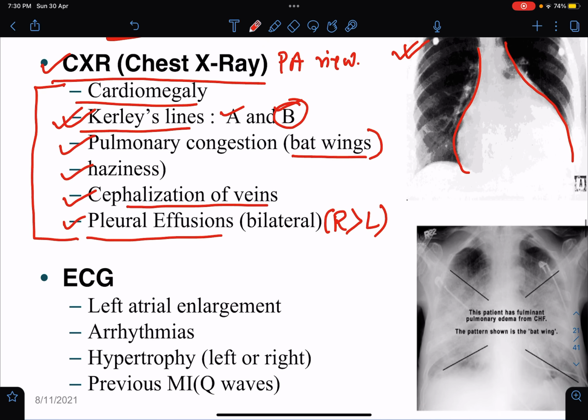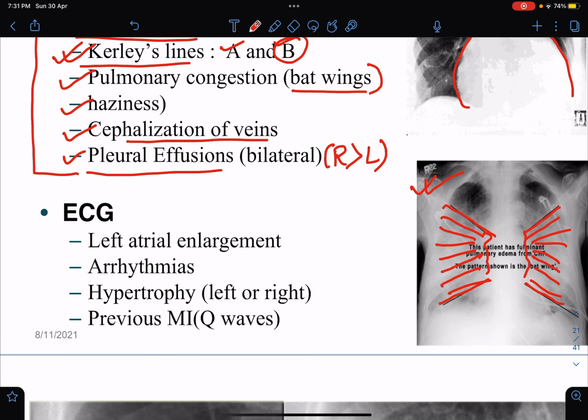And in the next image we can see that there is a bat wing appearance. This is known as the bat wing appearance, where there will be haziness in the bilateral lung fields, and the haziness will look as if it is radiating from the hilum. This is the hilar region, so there will be a radiating pattern of haziness from the hilar region. This is known as the bat wing appearance. Okay, so these are the very important findings we can look for on chest x-ray.